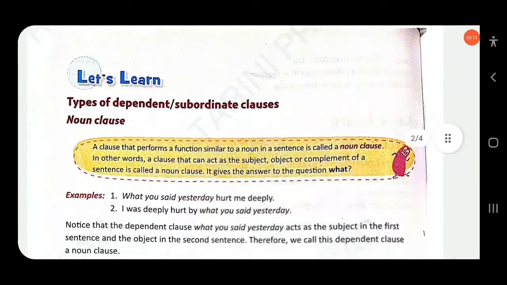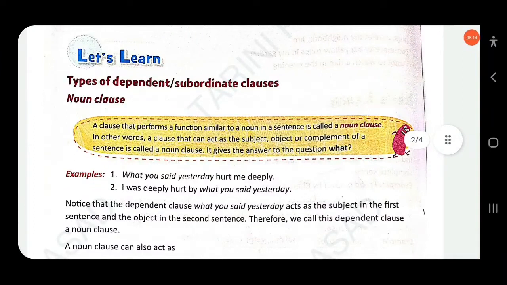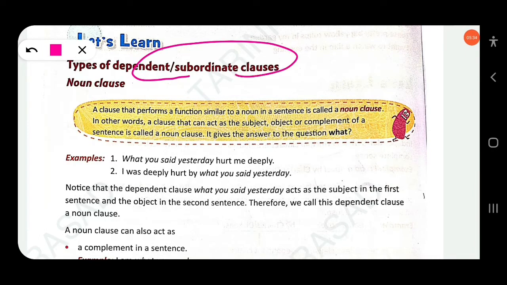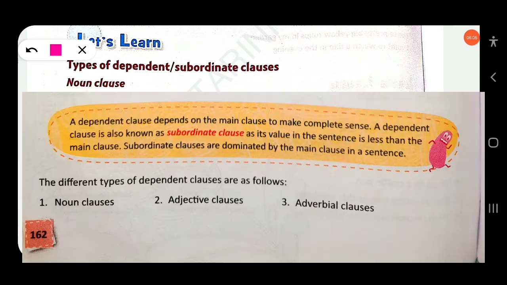Now let's learn about the types of dependent clauses, or subordinate clauses. A dependent clause depends on the main clause to make complete sense. A dependent clause is also known as a subordinate clause as its value in the sentence is less than the main clause. Subordinate clauses are dominated by the main clause in a sentence.